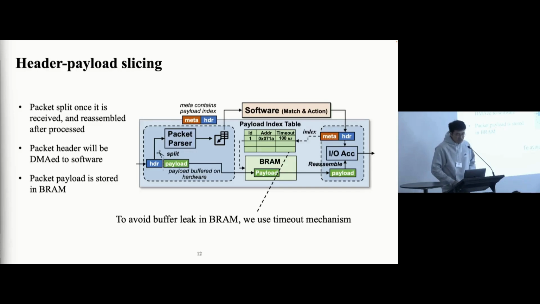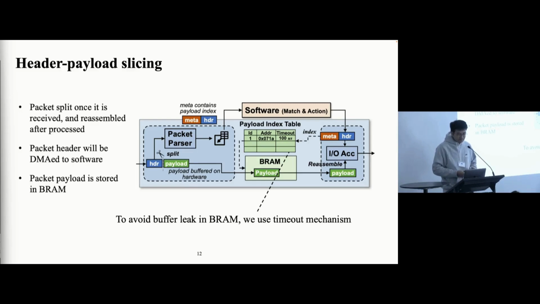Another optimization is header payload slicing. Whenever a packet is received, it will be split, and the payload is stored in the block run, and the header will be DMA'd to the software. So after software processing, the packet header will be returned to the hardware and reassembled for sending out.